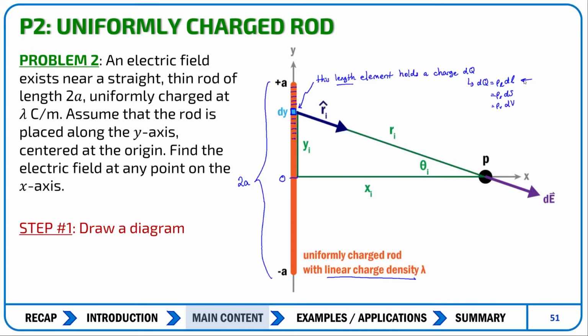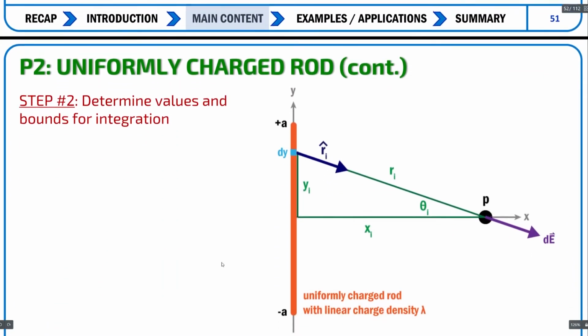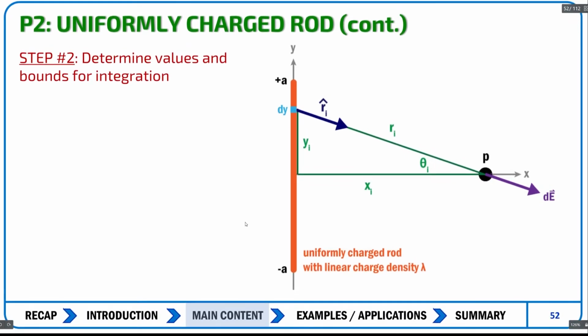So we know dq has to be rho L dl, but we also know rho L is equal to lambda, which is the linear charge density. And we know dl is equal to dy in this case. So just keep in mind, sometimes the variables may change. So these are the two that we will move forward with. Now, the next step is to determine the values and bounds for integration. So this is where we start getting into all the small details.